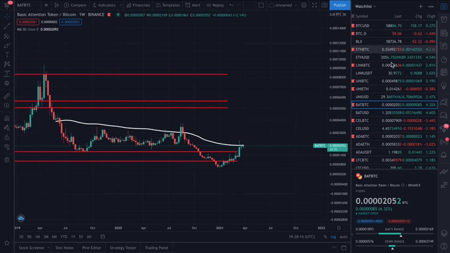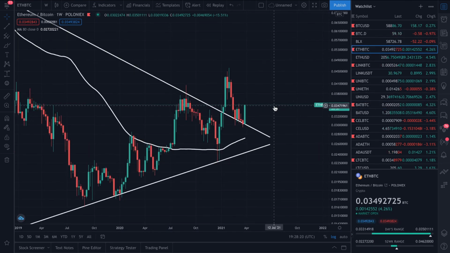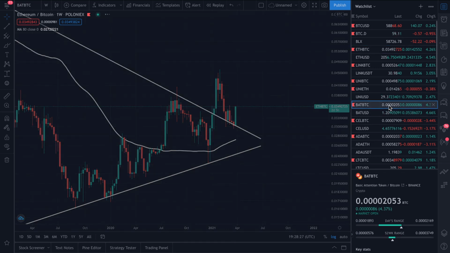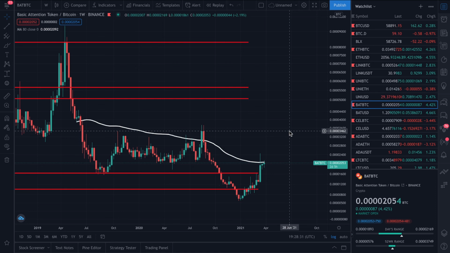Also, keep an eye on the dominance along with Ethereum, because if Ethereum's consistently rallying 4% every day, and even for the week it's up 15% against Bitcoin, then odds are the narrative that it's going to be an Ethereum-centric rally for altcoins is going to be the more prevalent narrative.